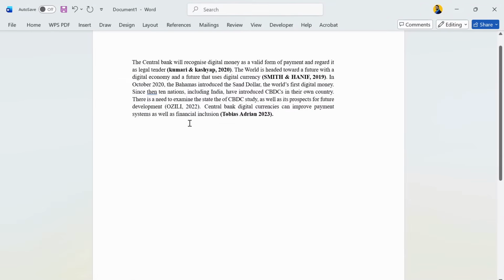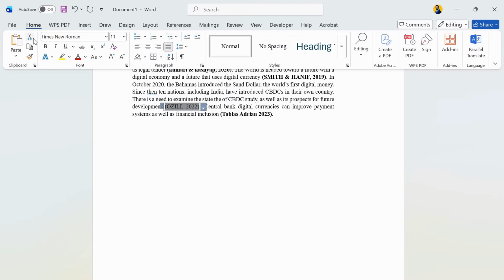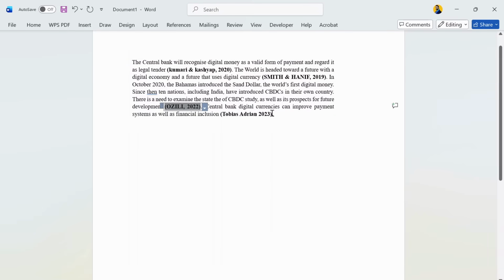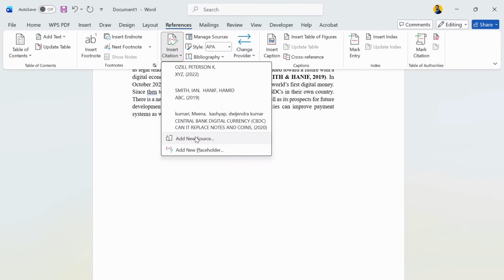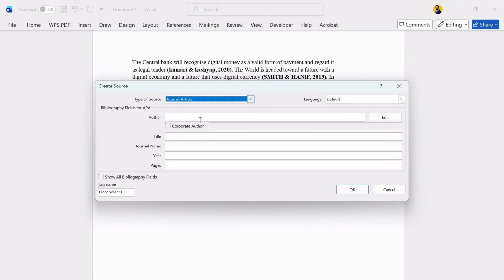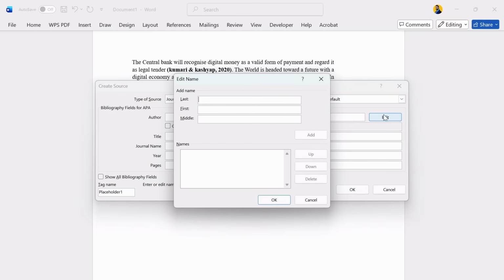And you can see we have our third citation, and I will make it bold. Similarly, now we are left with the last one. So same thing, put your cursor and then go to reference, citation, add new. It is journal, author name. Again, here we have three authors, so we will simply go one by one, add.